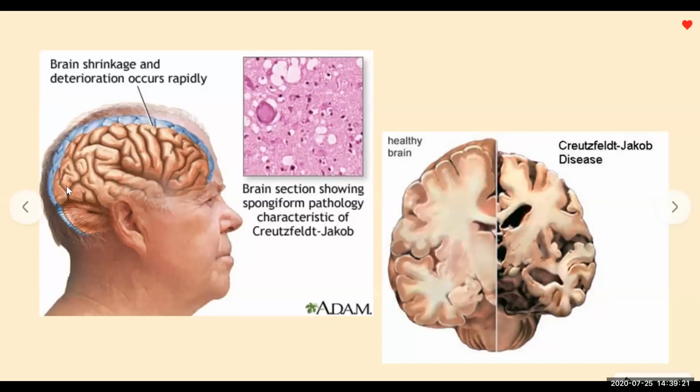Now, if we get a tissue of that brain and look at it under the microscope, we will see this spongiform change, this white area here. Meaning, this should not be there. That is why the brain shrinks. If we look at it without the microscope, this is the size of a healthy brain, and look at the size of a person with CJD.